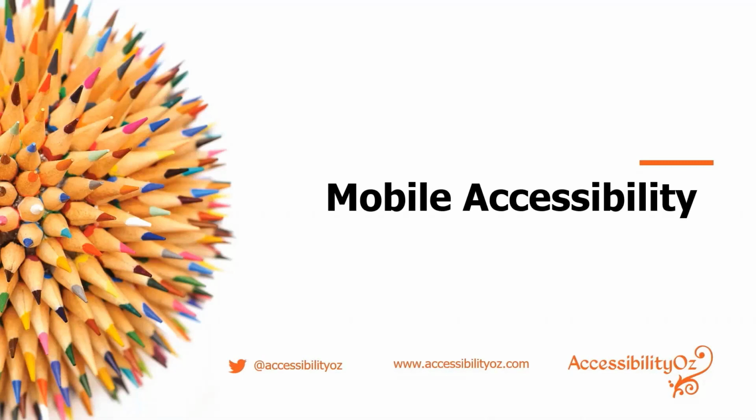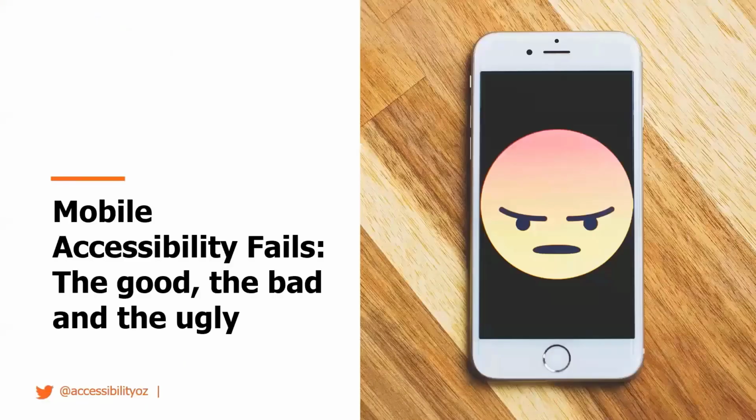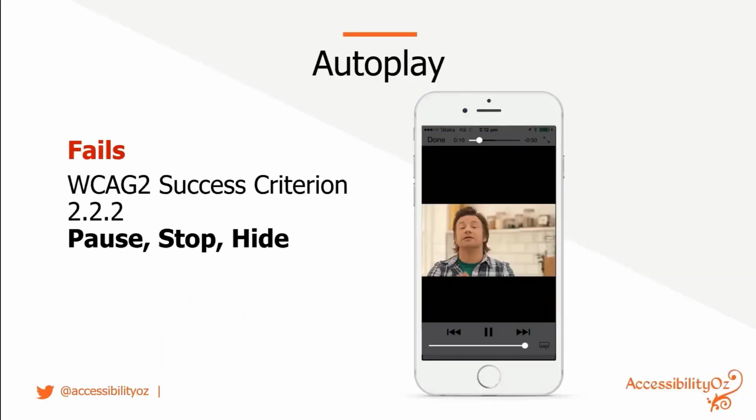Today I'm talking about mobile accessibility, and I want to start by talking about the good, the bad, the ugly. This is an example here. It's Jamie Oliver's recipes, and when you first open the app, it throws you to a separate video player app on your phone, which automatically plays, and they've kind of grayed out all the buttons and all that kind of stuff. So that fails. Pause, stop, hide can be very confusing for users.